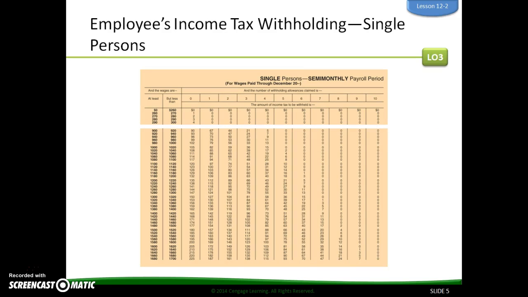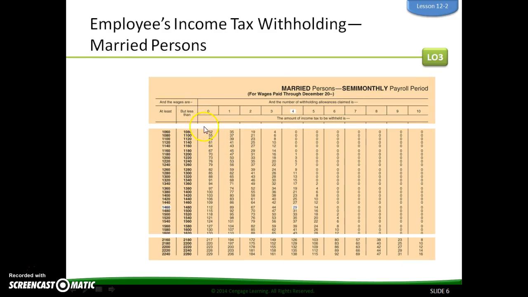There are separate tables for single and married people, and what you do is you just look at, for a single person, how many withholding allowances they're claiming, and then you figure out what their income is for the time period represented, and you say, all right, 2 allowances at this income, and this would be the amount of withholding for the time period. The married chart works the same way, so with 4 allowances and $1,460 in a semi-monthly, or twice a month, pay period would result in withholding of $29.